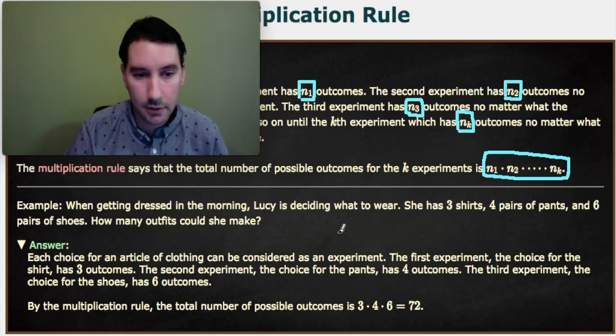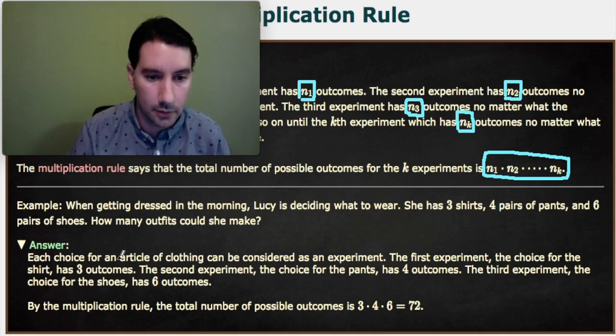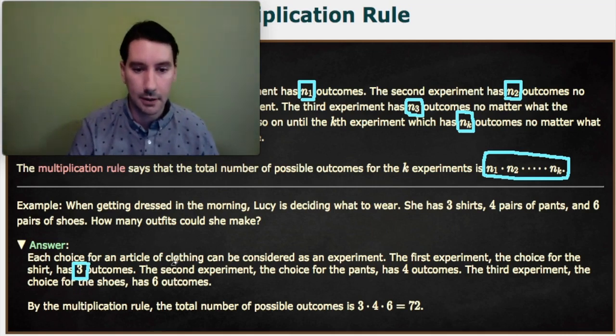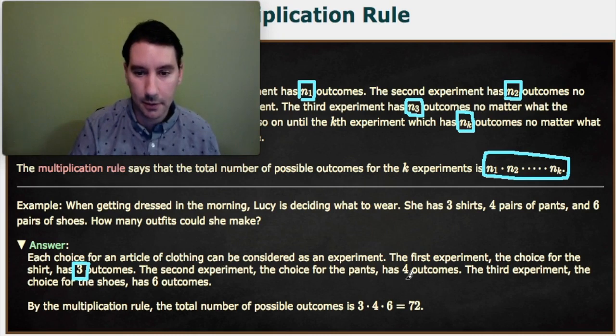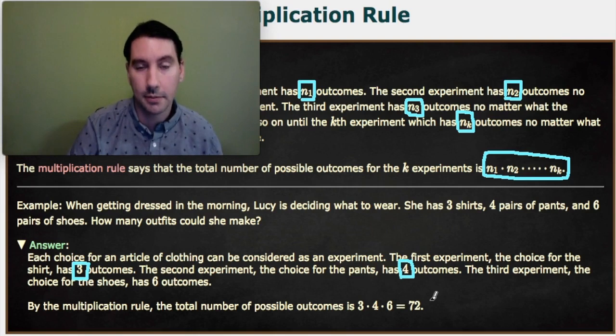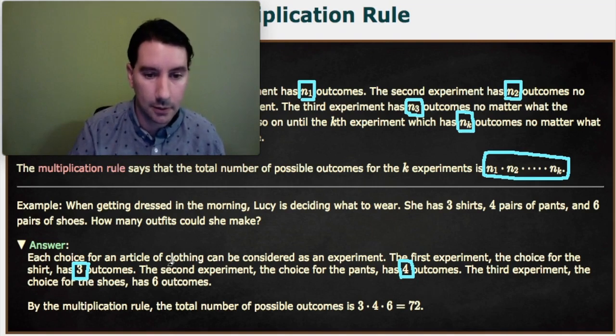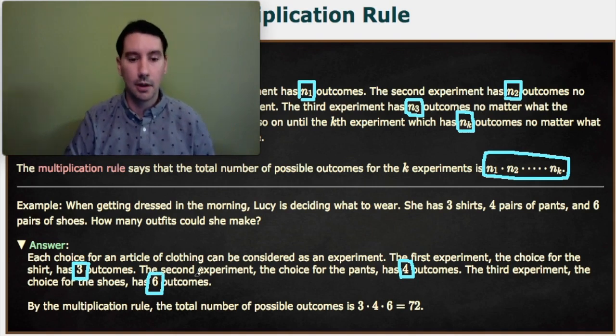Well, she has 3 shirts, so she can choose any one of those, and that's 3 outcomes for experiment 1. So we can treat this as a wardrobe experiment in a sense. She has 3 shirts for the first experiment, and then for the second experiment she has 4 pairs of pants. That doesn't change no matter which shirt she chooses. There's still 4 pairs of pants, so she can choose any of those 4 outcomes. And then the third experiment has 6 outcomes because she has 6 pairs of shoes. No matter which shirt or which pair of pants she chooses, there's still 6 pairs of shoes.